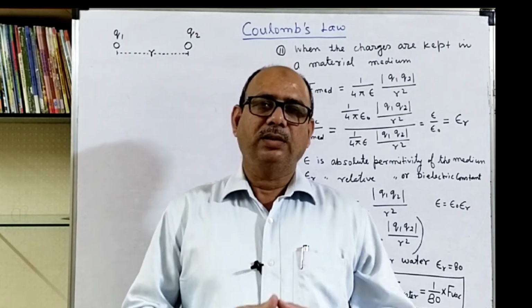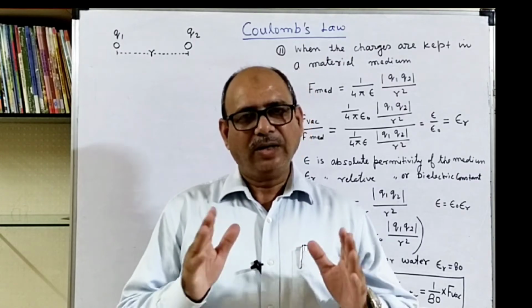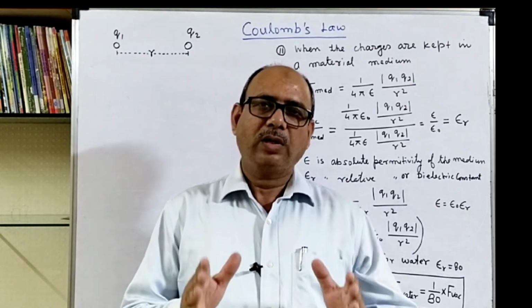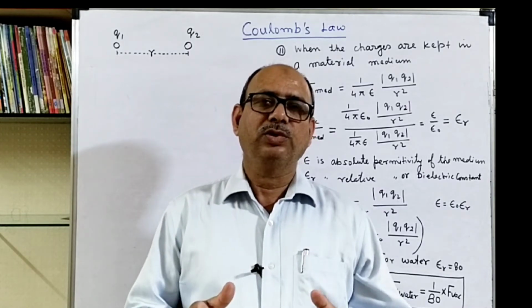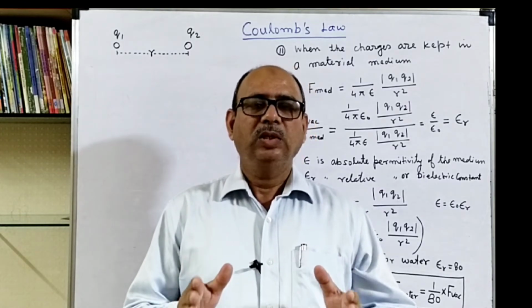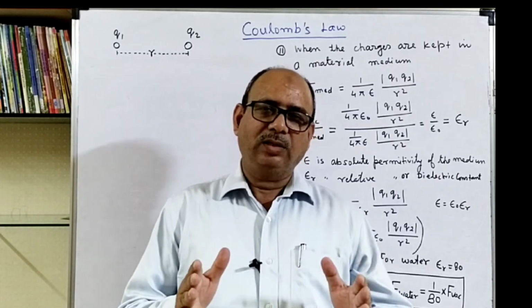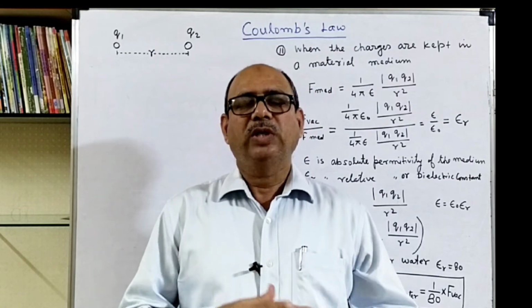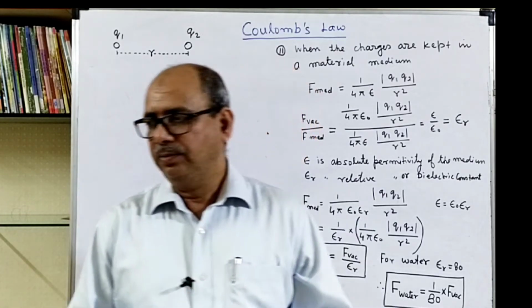Coulomb's law states that the force acting between two point charges is directly proportional to the product of the magnitude of these charges and inversely proportional to the square of the distance between them. This force acts along the line joining the two charges. Let us express Coulomb's law mathematically.